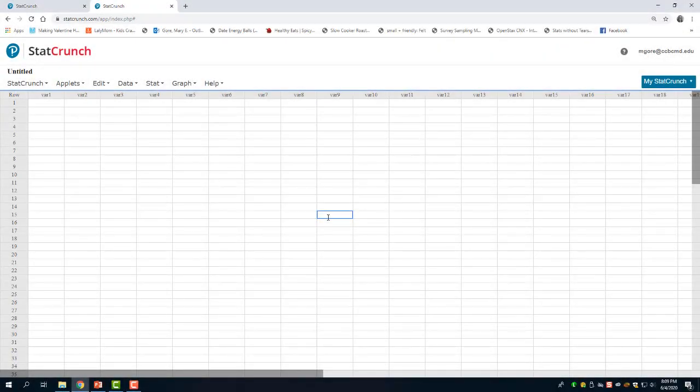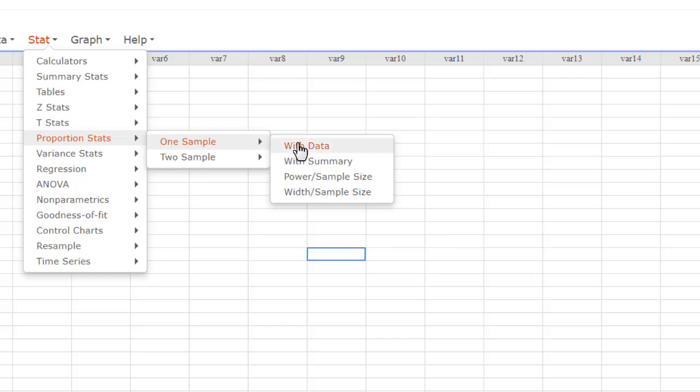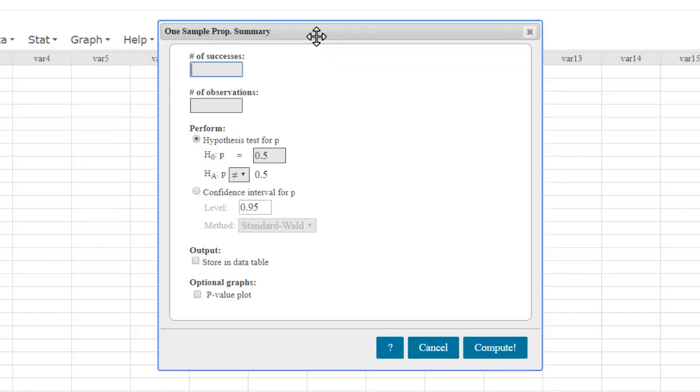I'm going to show you the few quick steps it takes to solve this problem in StatCrunch. So we'll first click on Stat, Proportion Stats, one sample. We only had one sample. And we received not raw data, but the summary. So this feels familiar. It's going to start asking us a few questions. First, it asks for the number of successes. So in our problem, 38 of the car crashes involved cell phone use. There's our number of successes. Our number of observations, 120 car crashes were examined.